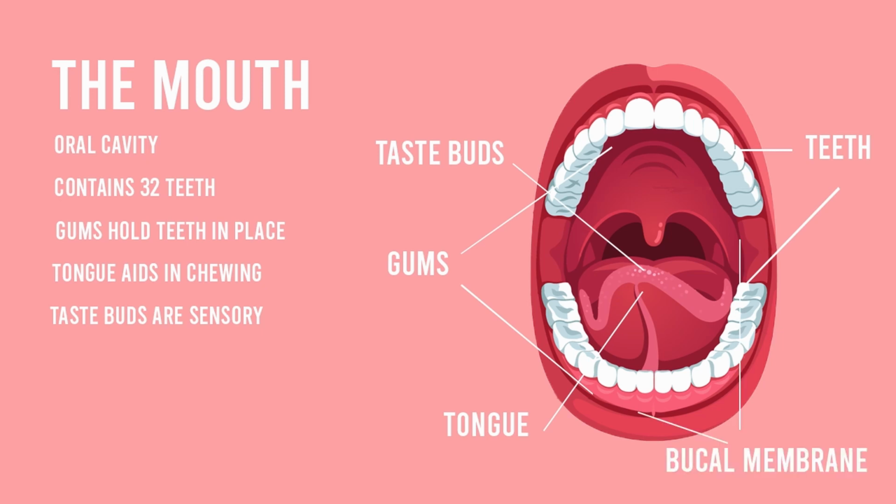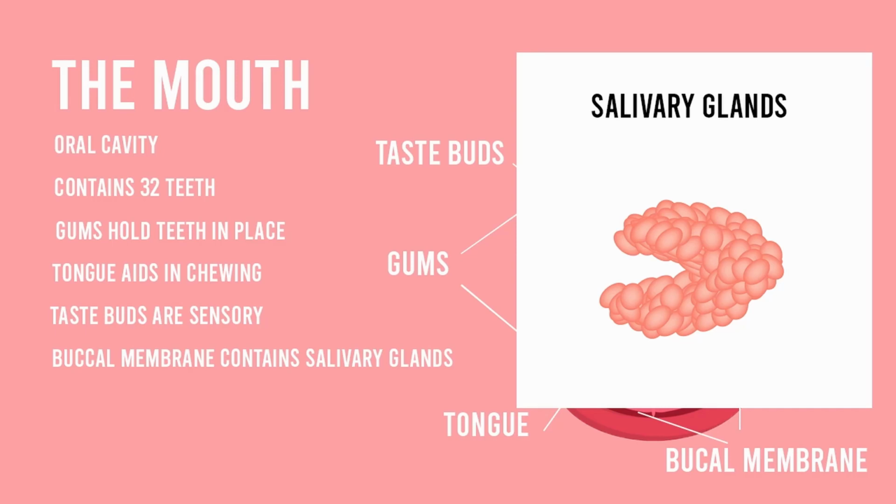Finally, the buccal membrane is the inner lining of the mouth along the back of the lips and the cheeks, which contains our salivary glands. These glands release our saliva, a fluid mostly consisting of water, but also containing enzymes such as amylase, which help convert the carbohydrates that we consume into sugar.